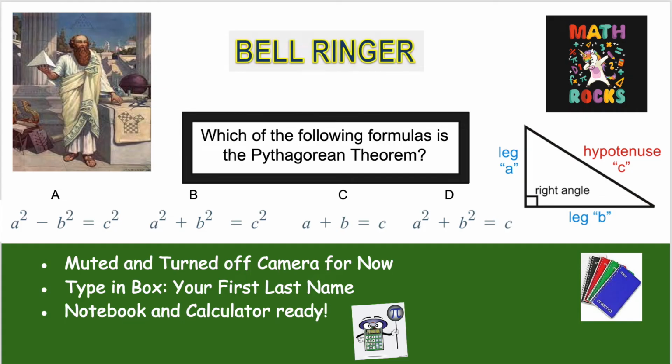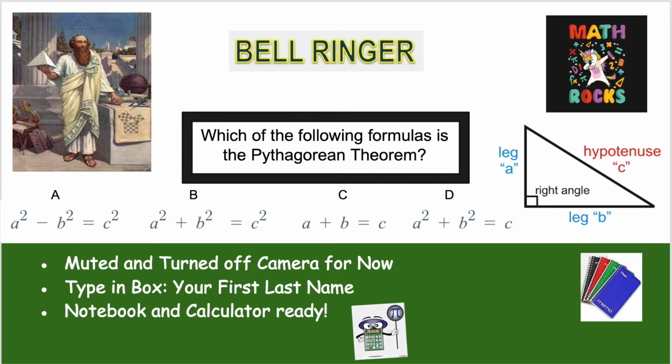So the lesson that I'm going to demonstrate today has to do with finding missing legs and hypotenuses of right triangles using the Pythagorean theorem. So they've already had a lesson introducing the Pythagorean theorem. At this point, I would take a poll of all the student responses that have been entered in the chat.